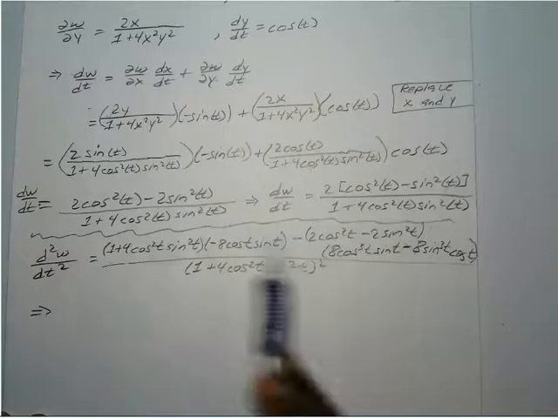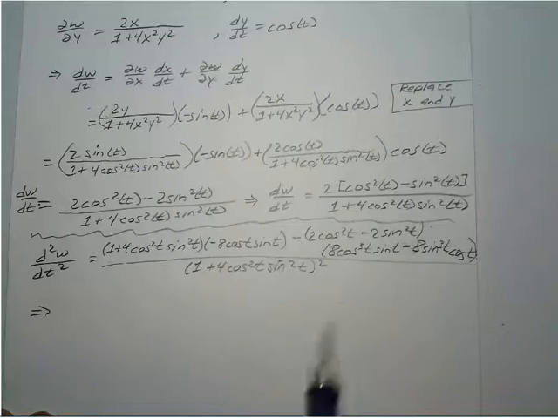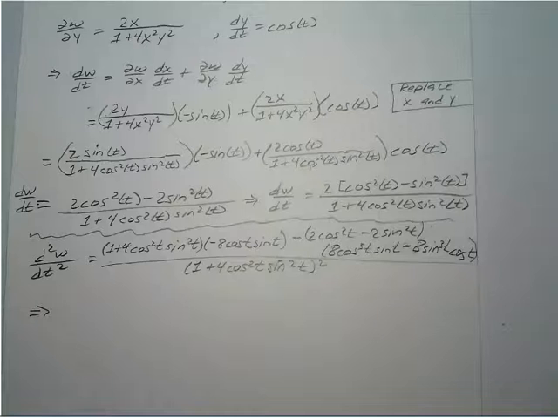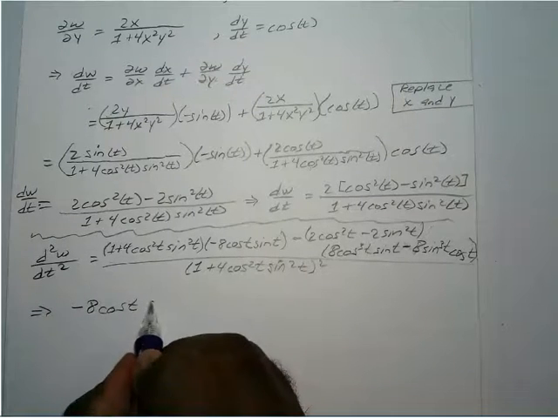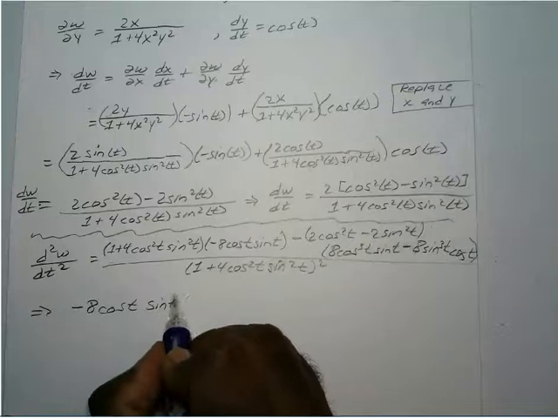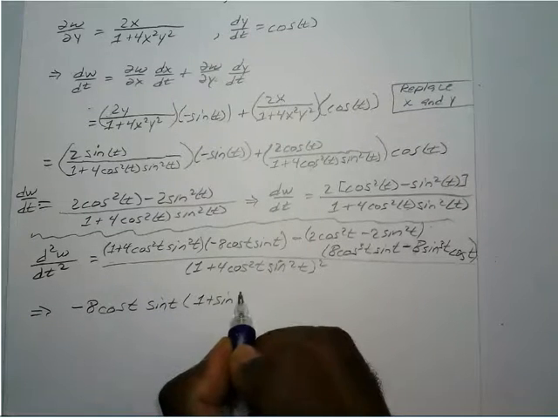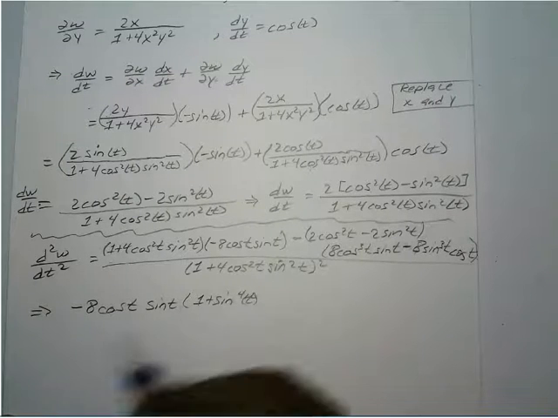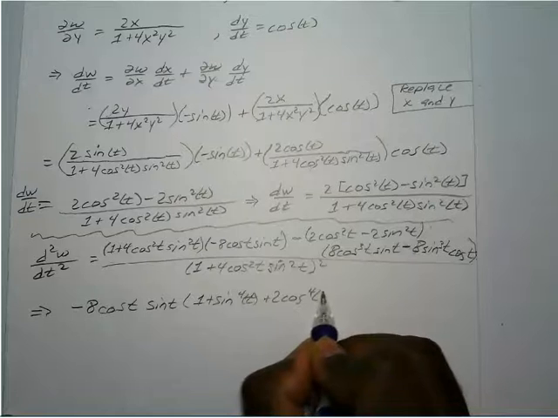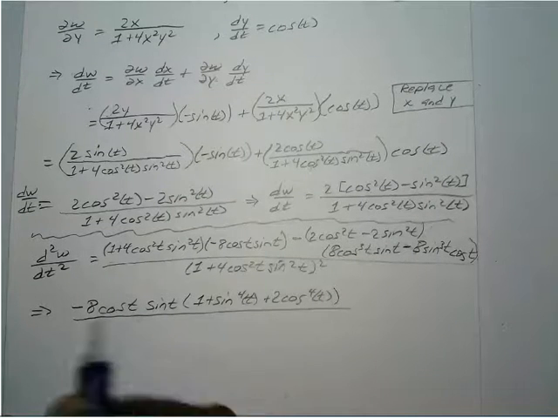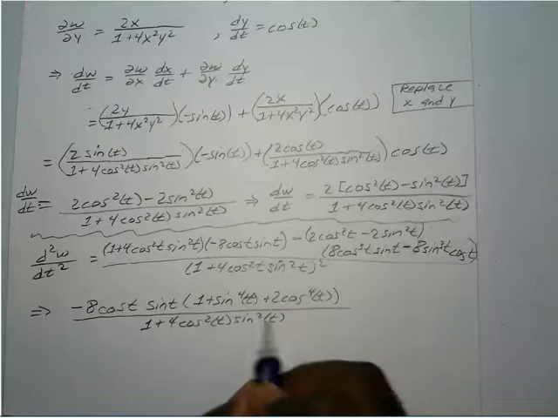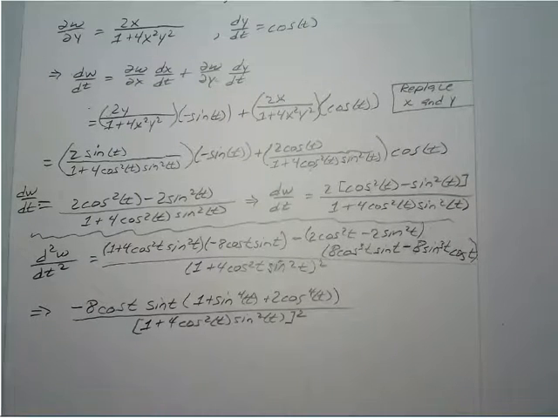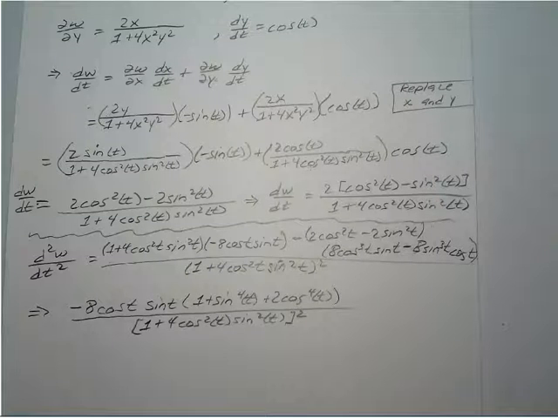So if we distribute all of those terms and do the FOIL method on this side, combine like terms and cancel out things that are canceled out, we will end up with negative 8 cosine of t sine of t times 1 plus sine to the 4th power of t plus 2 cosine to the 4th power of t, all over 1 plus 4 cosine squared of t sine squared of t, squared. So that's our second derivative.